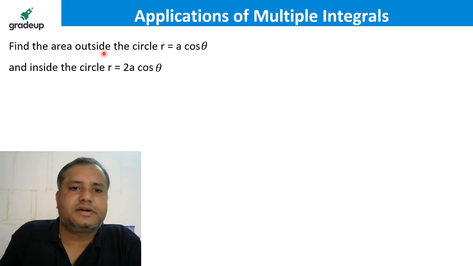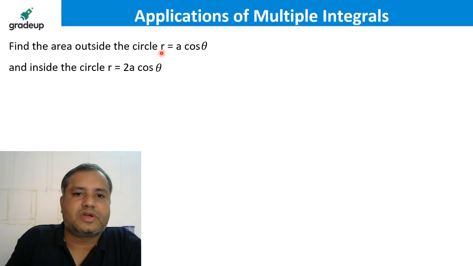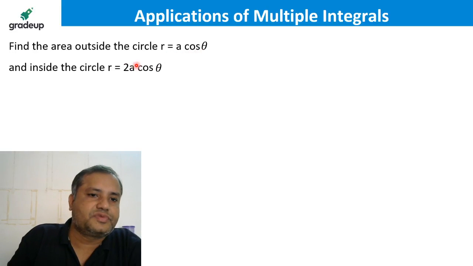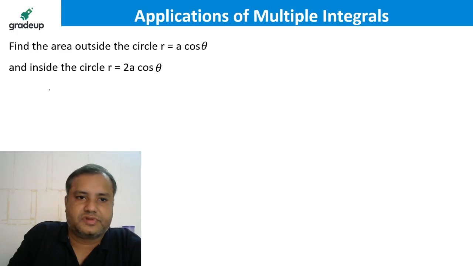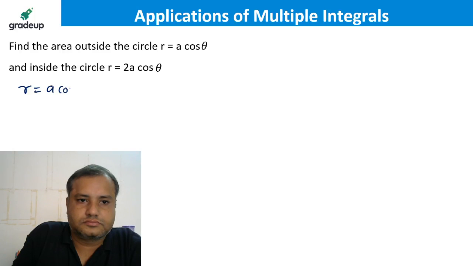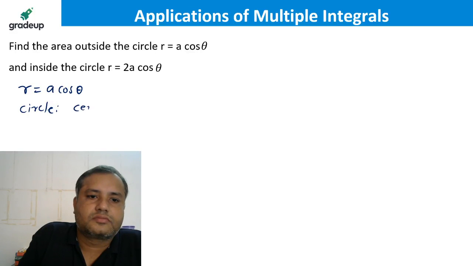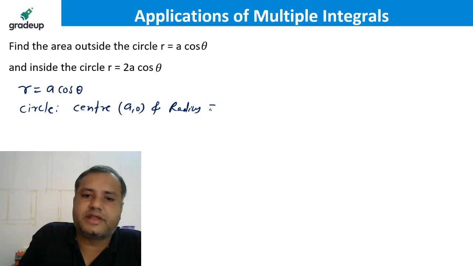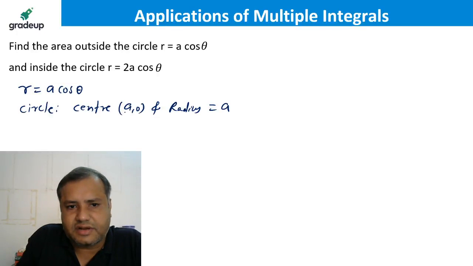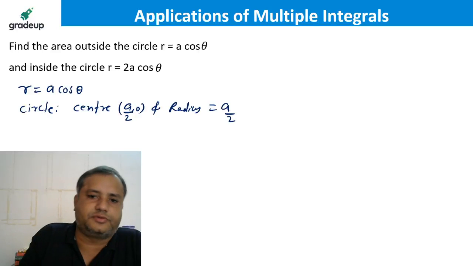Find the area outside the circle r equal to a cos theta and inside the circle r equal to 2a cos theta. r equal to a cos theta is a circle. Center at a comma 0 and radius equal to a. Sorry, center will be a by 2 and radius will be a by 2.